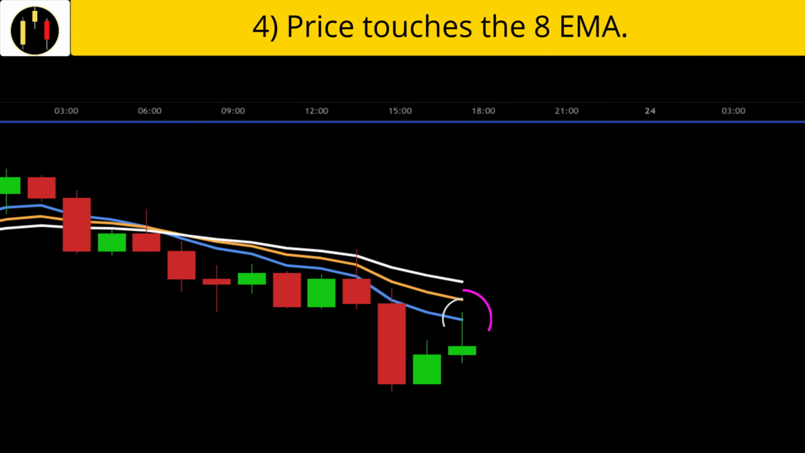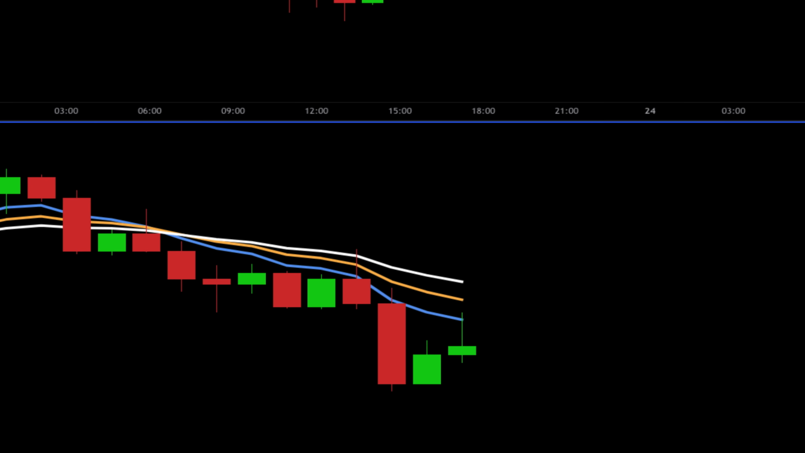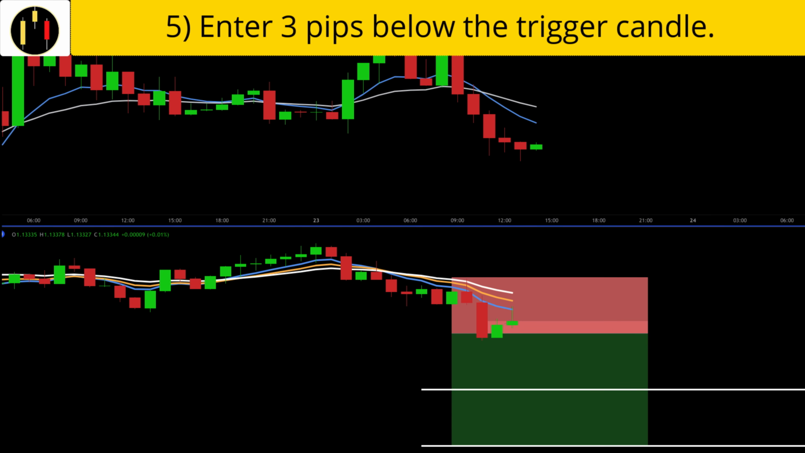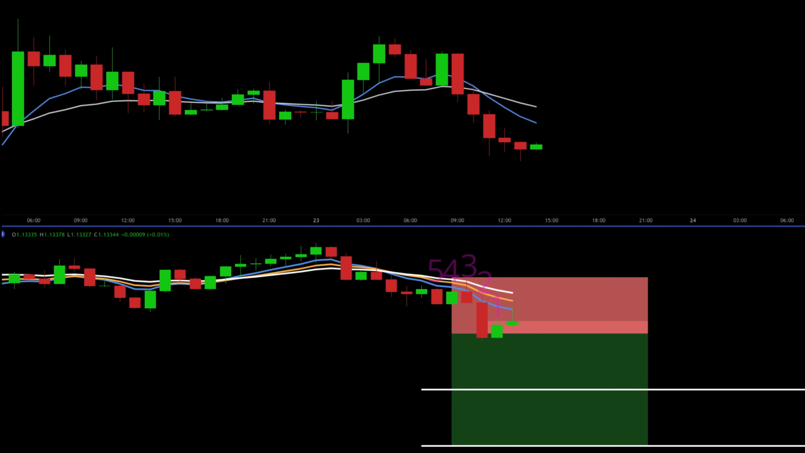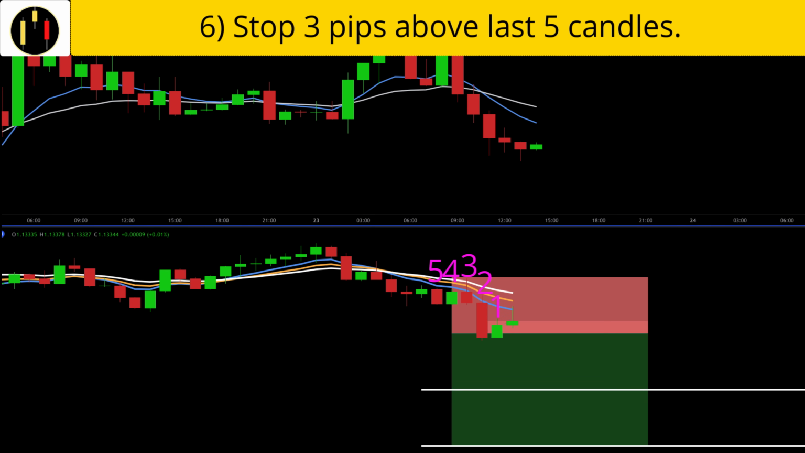Fourth, price touches the 8 EMA in blue. Our rules are met on this candle. That is our trigger. A sell stop order is placed 3 pips below the trigger candle, and the stop is placed at the highest price level of the previous 5 candles.